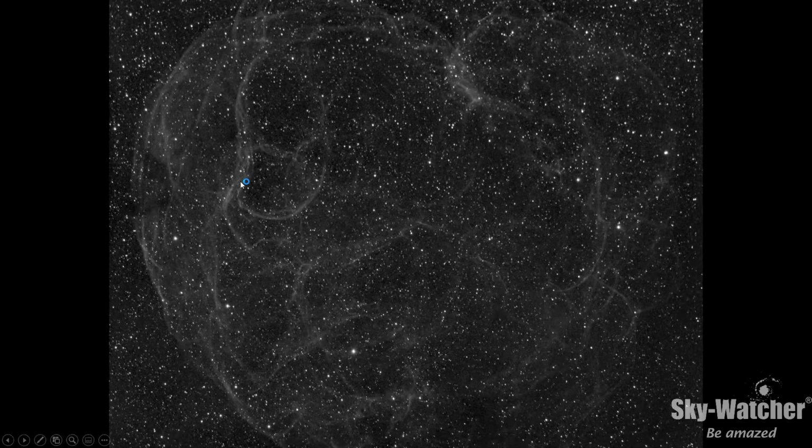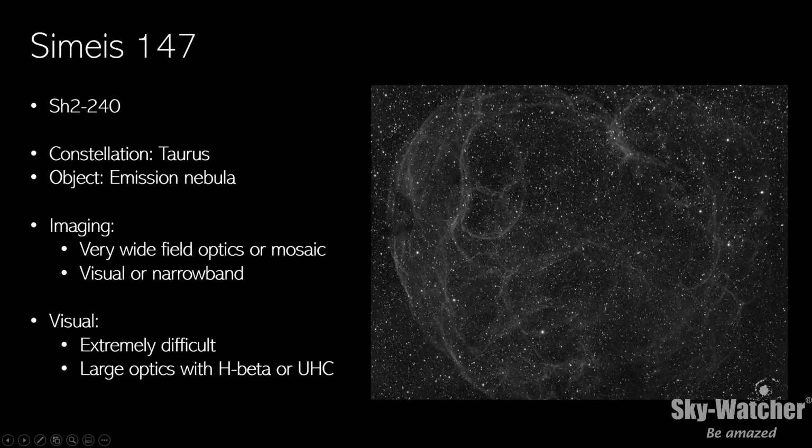Another one here is really difficult photographically. It takes a lot of time. This is called the Spaghetti Nebula, also known as Simeis 147. This is in the constellation of Taurus, also known as Sharpless 240. This is a monster supernova remnant. It's actually in the horns of Taurus, not far from M1, but it's huge, almost over 3 degrees field.